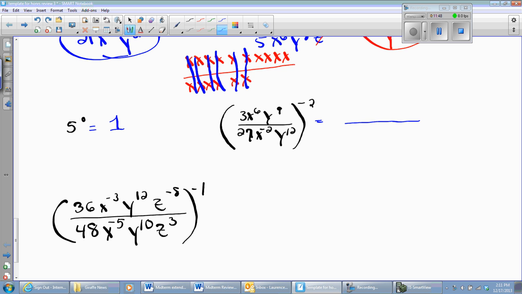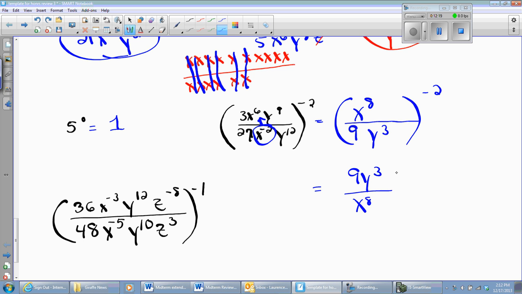So I've got 3 over 27. Well, that's going to give me a 9 in my denominator. I've got a negative 2 for an exponent. He's going to shoot upstairs. I'm going to have x to the 6th times x to the 2nd, which is x to the 8th. y to the 9th over y to the 12th is going to give me a y cubed in my denominator. That's raised to the negative 2nd. The negative exponent means to use the reciprocal. So I'm going to have 9y cubed over x to the 8th. Now it's ready to be squared.